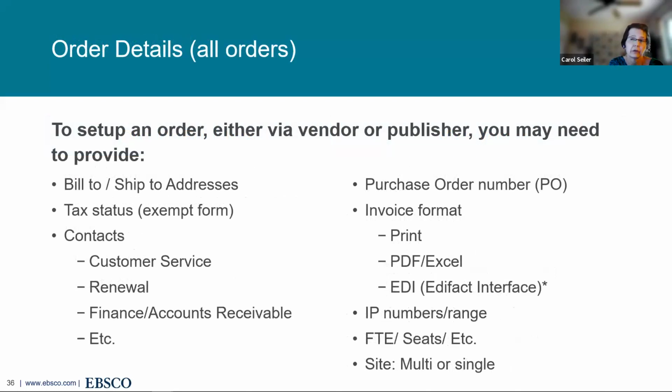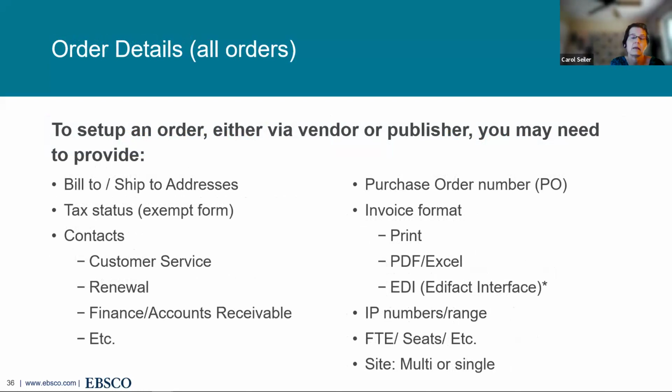When you're making an order, woohoo, we've looked at all this stuff, we're ready to order. Fine, ready to order. To set up an order, either via the vendor or publisher, you're going to need to provide the bill to, ship to addresses. Who do I bill? Where do I ship it? And now ship to, even with an online title, publisher will want to ship to. I don't know why, but they want a ship to address.